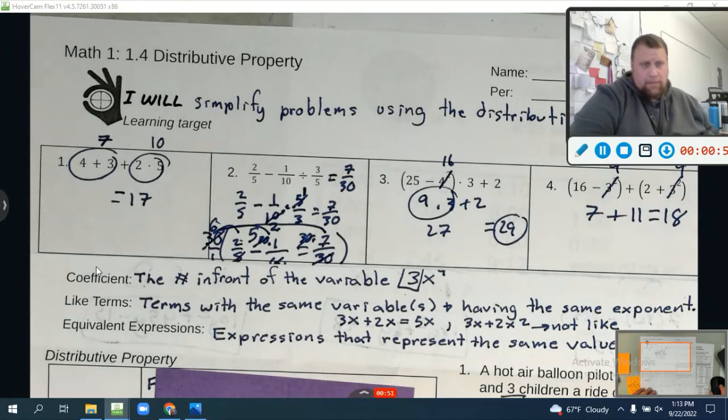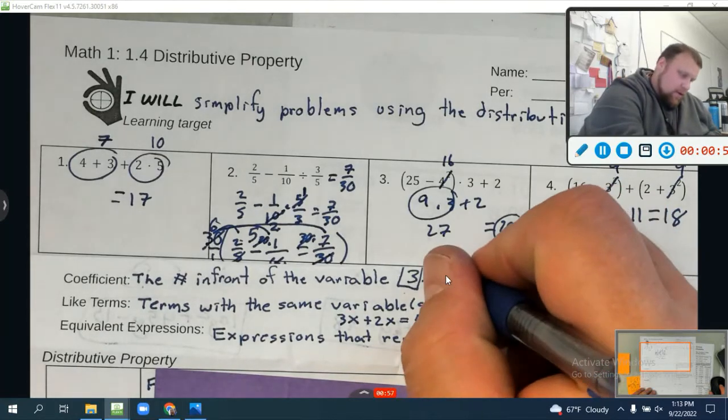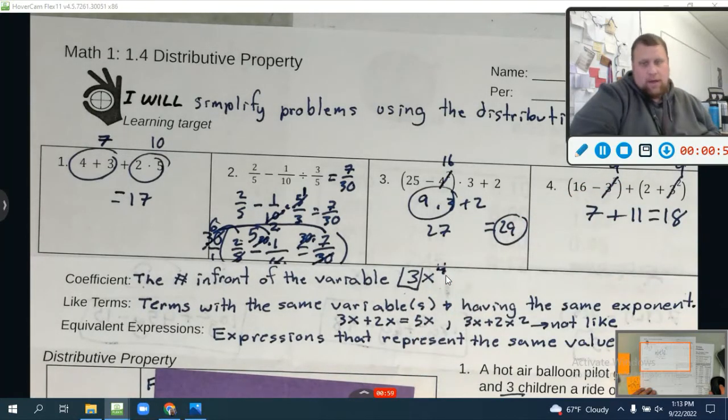Write down your vocab. The coefficient is the number in front of the variable. So we have 3x to the 4th power. There should be a 4 right there. Sorry, I got a little cut off. 3x to the 4th power. The 3 is the coefficient.